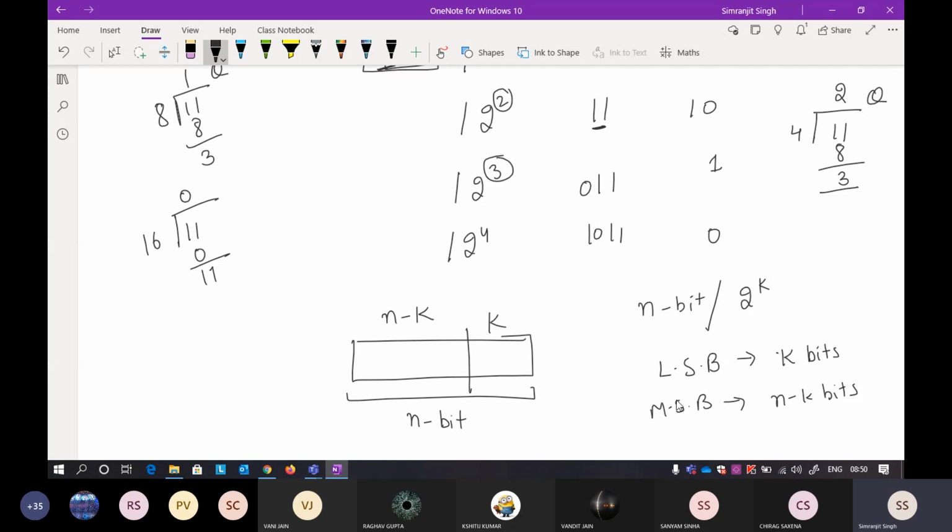Okay, so you think of it like that. When you're dividing the n-bit space into this particular part, the least significant k bits will be your remainder, and the most significant n minus k bits, because the remaining part is this, will be your quotient here. Okay, so keep that in mind.